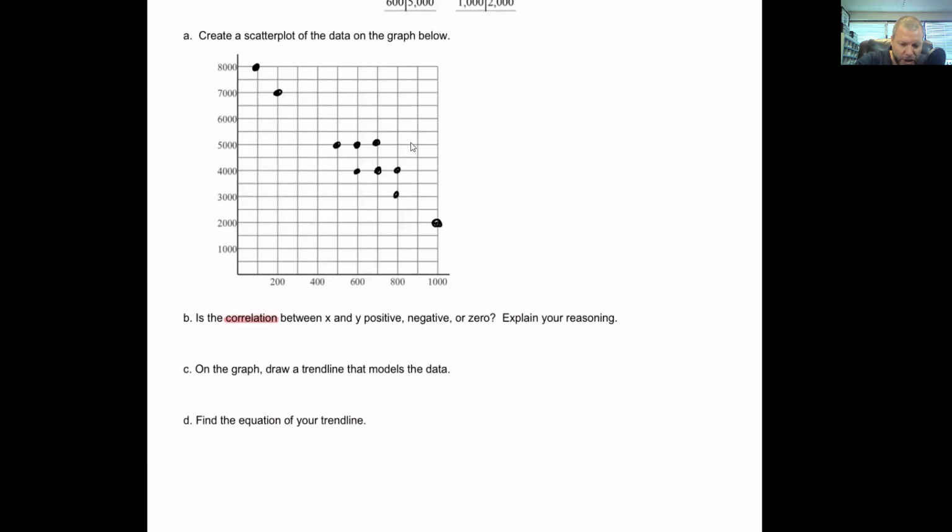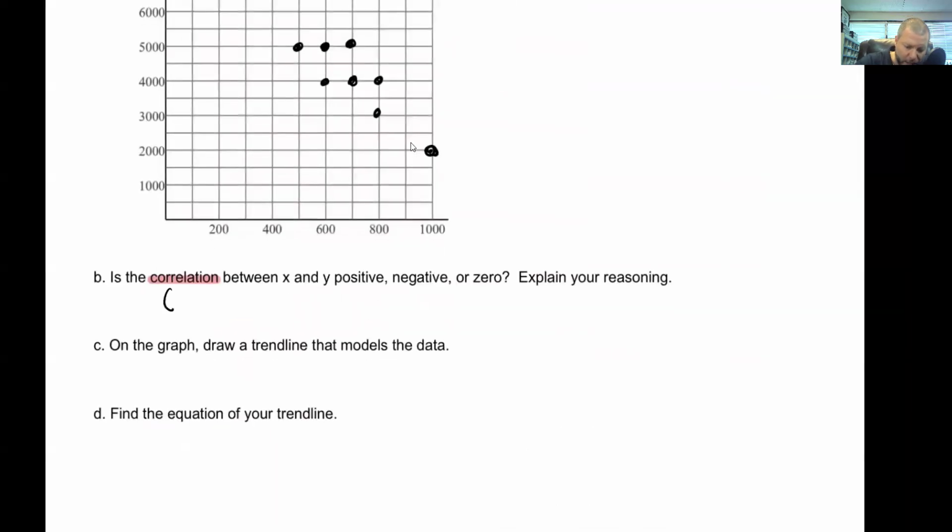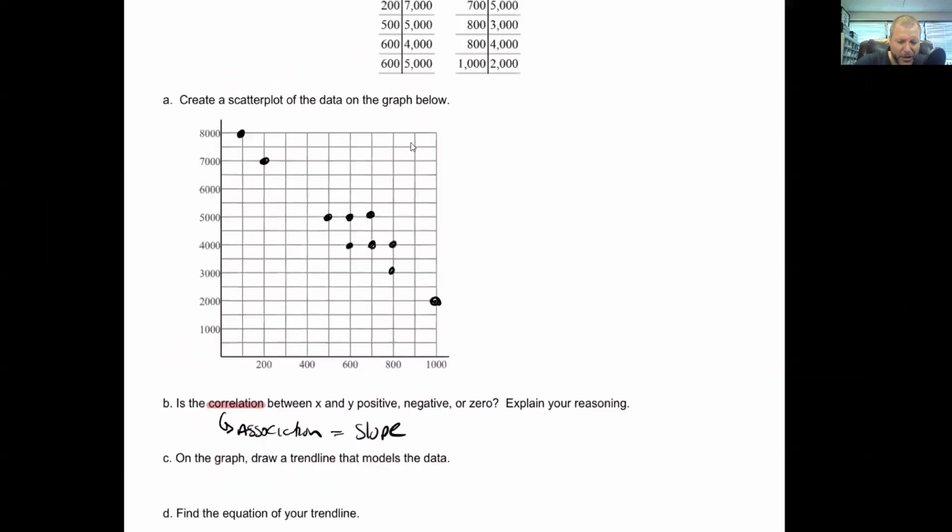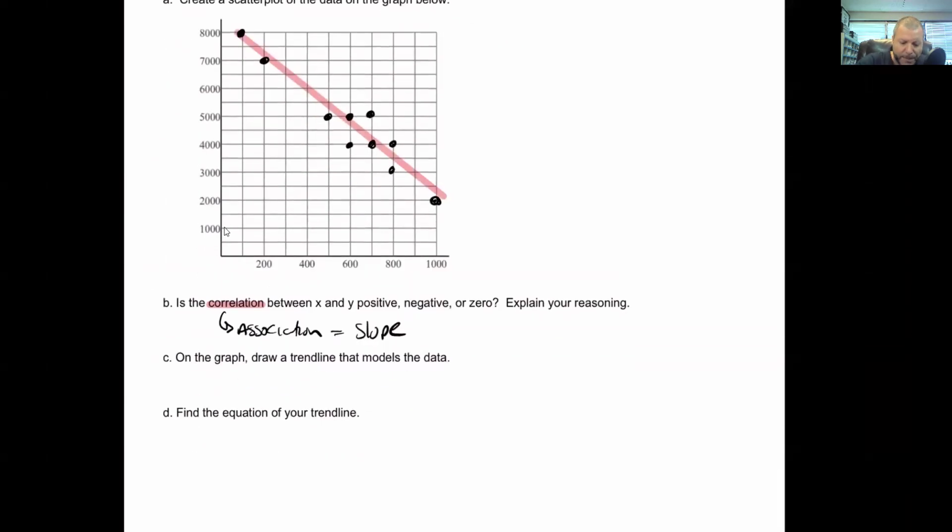So for question B, it's a question about correlation. This is just a definition. Sometimes the correlation is called the association. So we might say, is there a positive or negative association between X and Y? So for this, you just want to think about the slope. So if we try to look at this relationship, well, clearly as X is getting bigger, these Y's are getting smaller, right? Our line of best fit would have a negative slope.